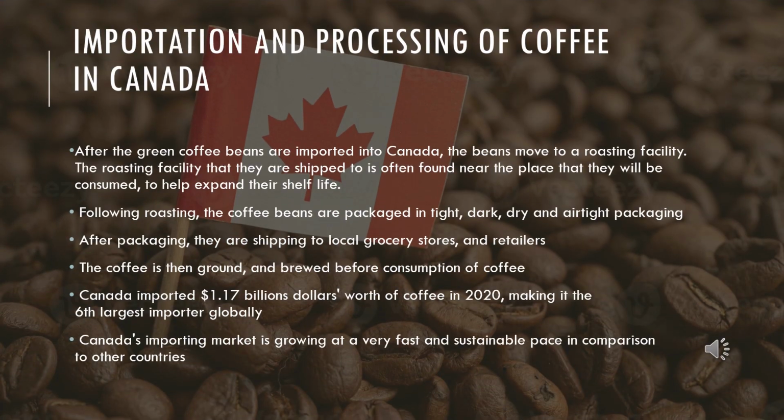The last step of the coffee supply chain in Canada is the importation and processing of coffee. Often, green beans are shipped into Canada without being roasted. In the cases where this occurs, the coffee beans are sent to a roasting facility to be roasted. The roasting facilities in which they are sent to are often found near the place where the coffee beans will be consumed to help expand the shelf life of the beans.